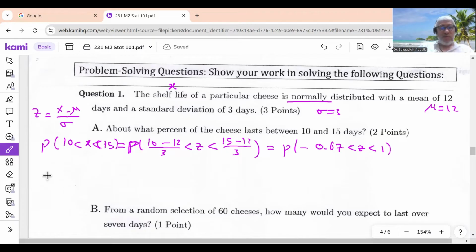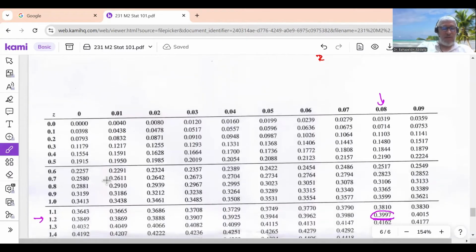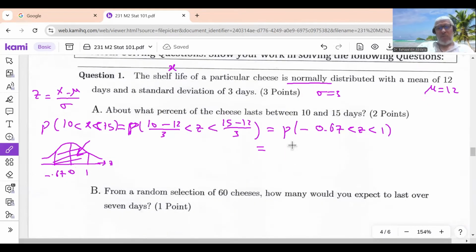This is similar to what we mentioned before. I need to find the probability that Z is from -0.67 to 1. The table gives me the probability immediately from 0 to 1. So I look at 1. I think we found 1 before. Yeah, at 1 it is 0.3413. This is the probability from 0 to 1.